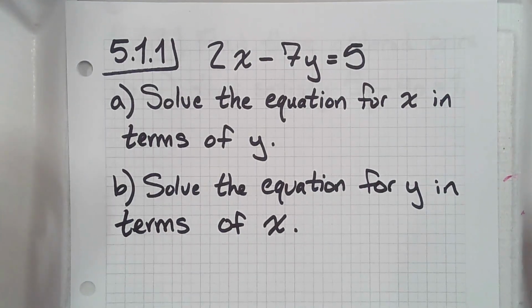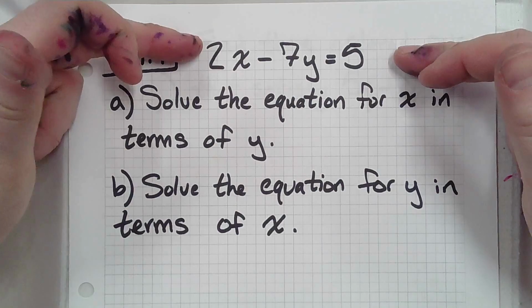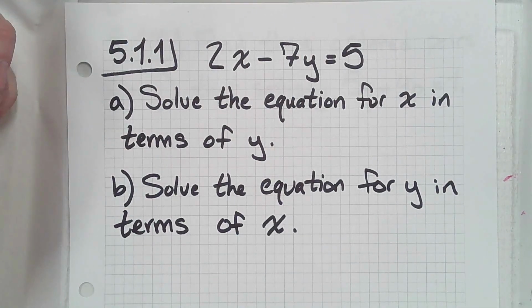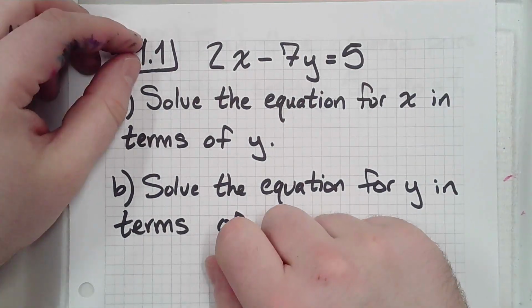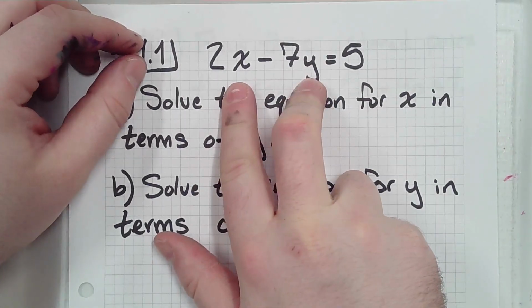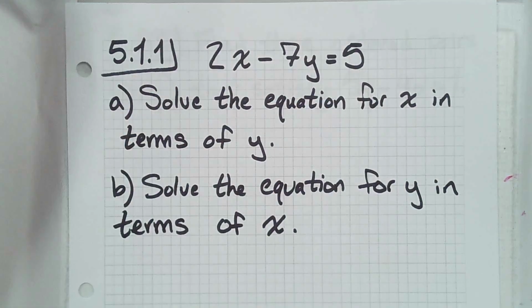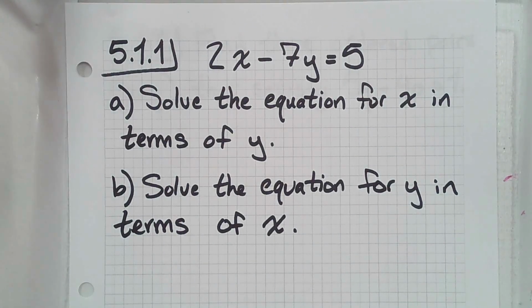I think this could be helpful. So it says, consider this equation, 2x minus 7y equals 5. So let's consider that first. We need numbers x and y that when I plug them in make this equal 5. And there are infinitely many solutions to that.